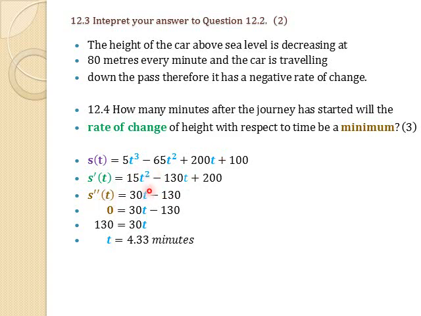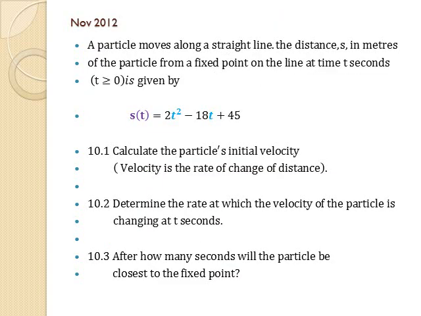2 minus 1 is 1. 1 times 130 gives me 130 and t falls away. The derivative of a constant is 0, so that falls away. Because it's a minimum, it must be equal to 0. So 30t minus 130 equals 0. Take negative 130 over, it becomes positive 130. 130 divided by 30 then gives me 4.33 minutes. Right, let's look at the next exam question.